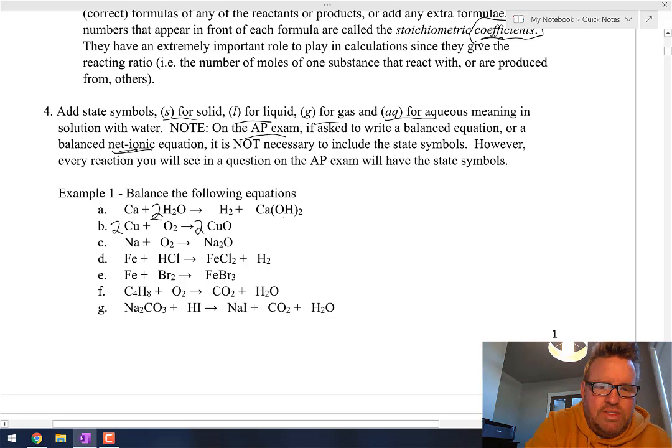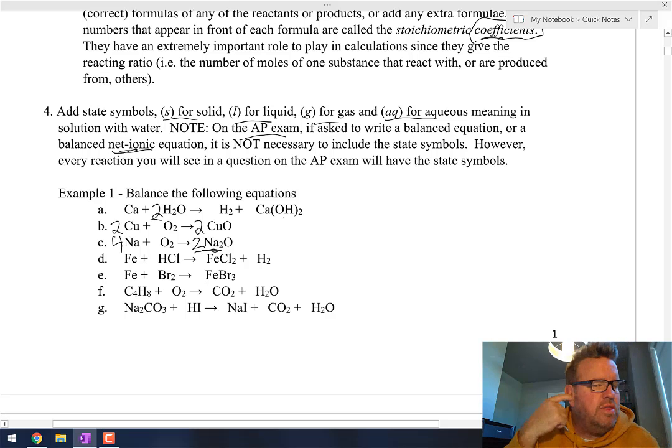On letter C, we've got 1 sodium on the reactant side. On the product side, we have 2. So I'm going to put a 2 right there. And then you just go element by element. There's 2 oxygens, but over here there's only 1. Well, then I need to put a 2 there. And then again, just like in the previous one, sometimes when you fix one thing, it breaks something else. Now there's 2 oxygens, but now there's 4 sodiums all total. So we need a 4 right there. Okay, letter D. 1 iron, 1 iron.